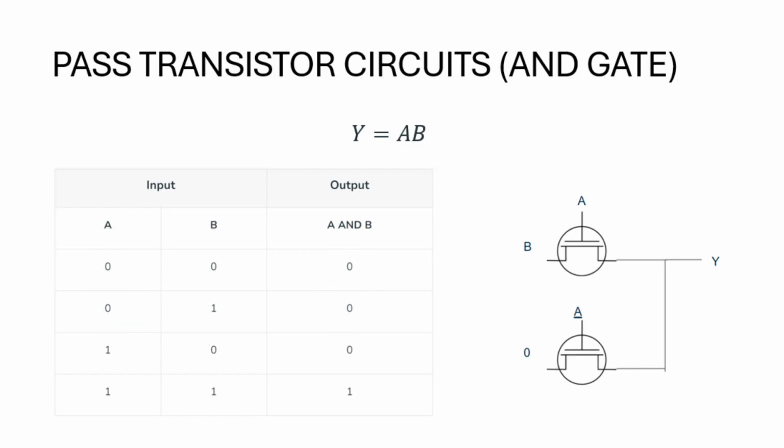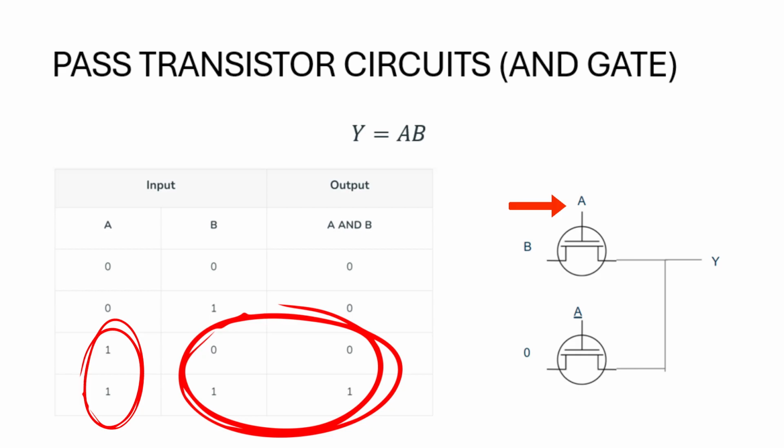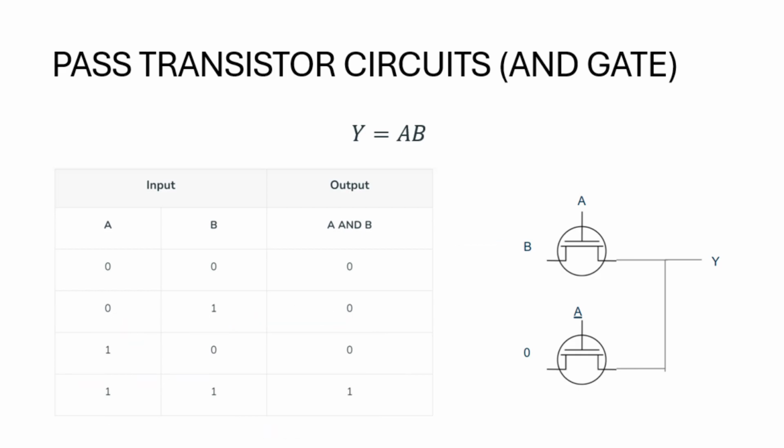Similarly, for A is equal to 1, the output is represented by B, so we give an input of B here. This constitutes our AND gate.